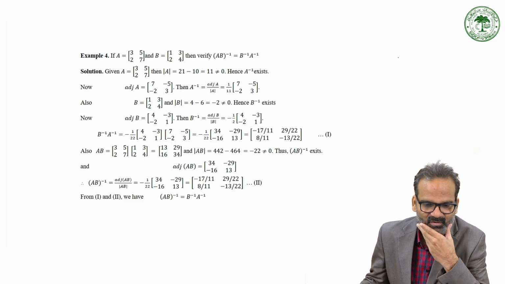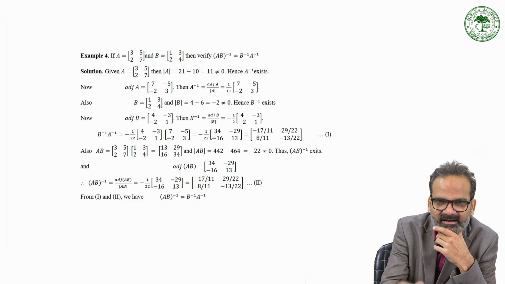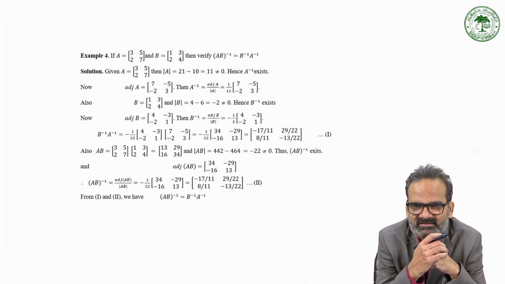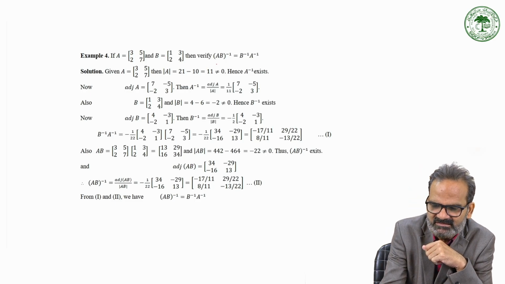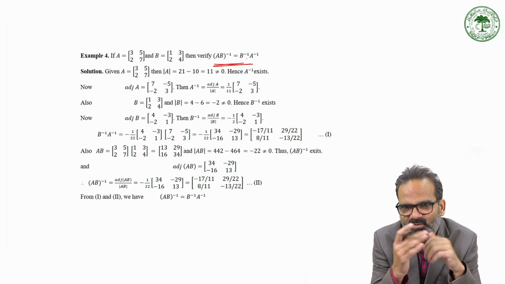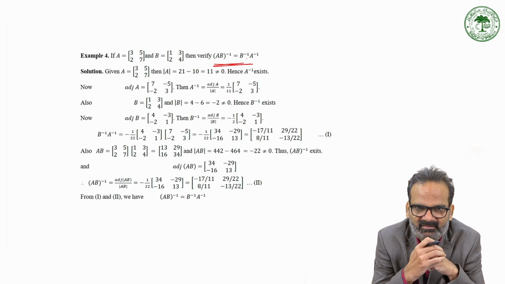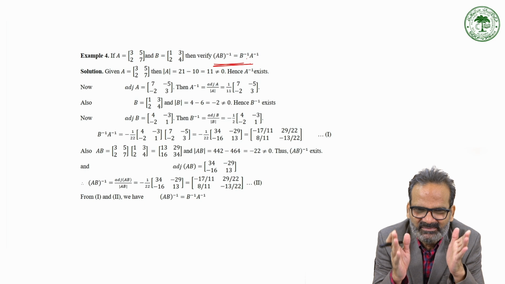So the example is: if A is this and B is this, then verify (AB) inverse is equal to B inverse A inverse. This is the property which we have discussed, and this is known as the reversal law. Let me explain the process.